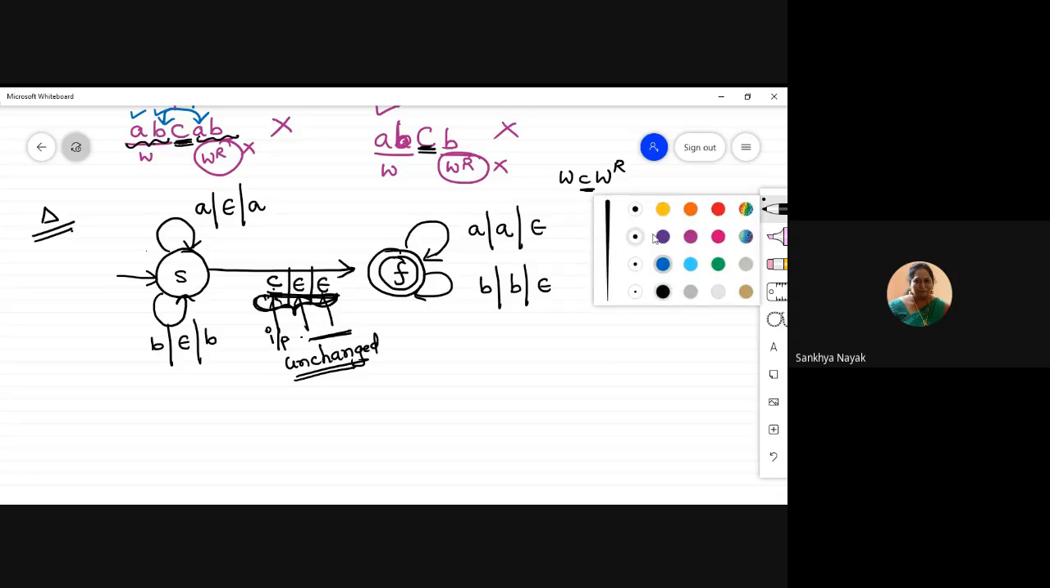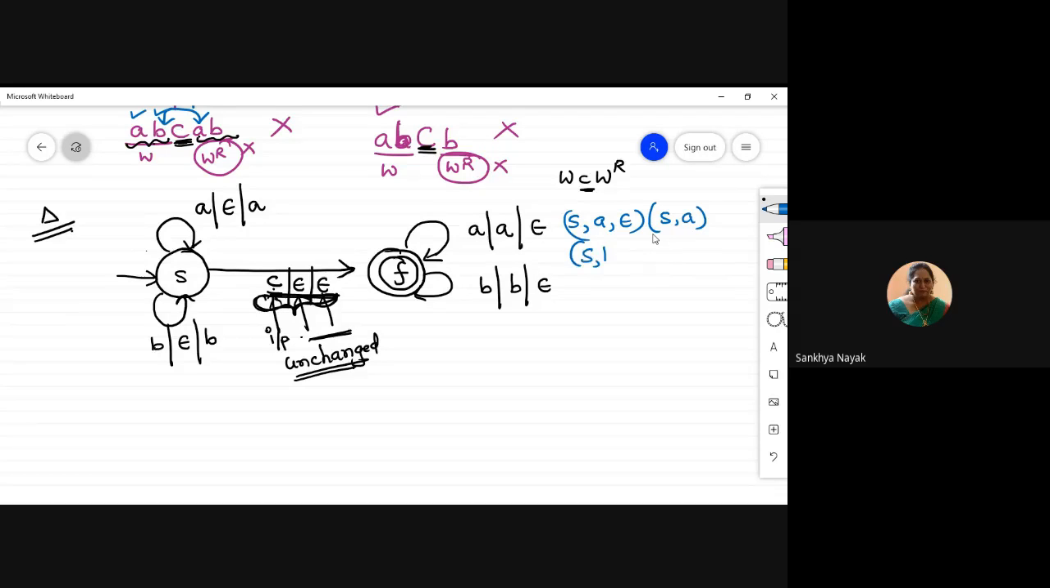So how do we write delta here? Initial state is S. If you get A, doesn't matter what is there in the stack, you are going to push it. Similarly, initial state S, you get B, doesn't matter what is there in the stack, you are going to push B, right? You are in the initial state, you get C, doesn't matter what is there in the stack. You are not going to take any action, you are only consuming the input, okay? And you are going to make a change of transition from S to F on C, correct? So you are at S, you get C.